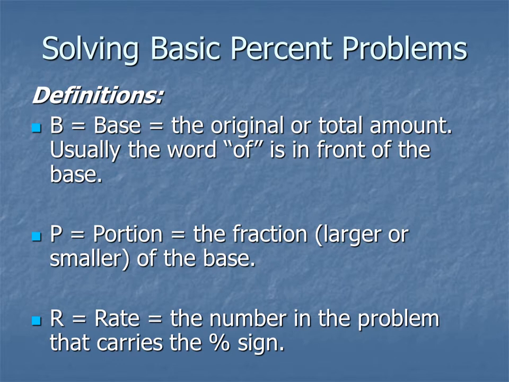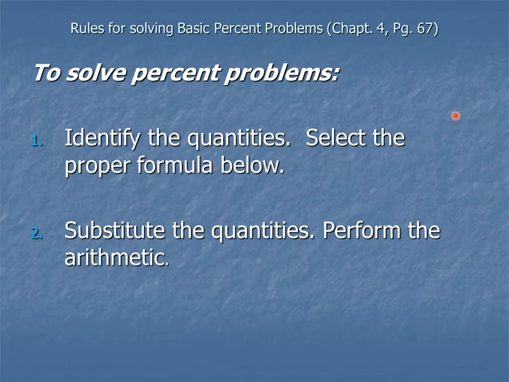Now, let's see how we can solve different problems using these three parameters, or three variables. In any word problem, first identify these three. Most likely you will be given 2, and you have to find the other one. You see what I'm saying? Let's say we give you base and rate, we say find the portion. We say base and portion, find the rate. Or rate and portion, find the base. Those are the things we do.